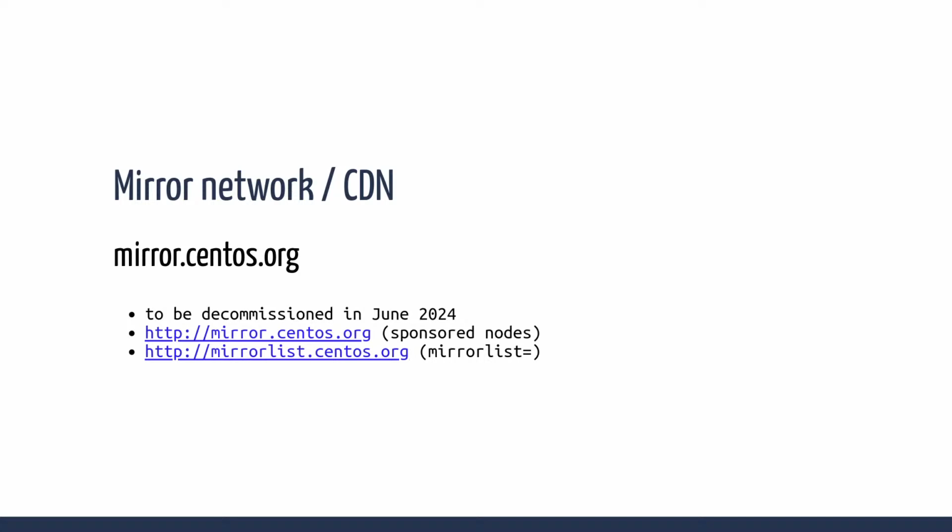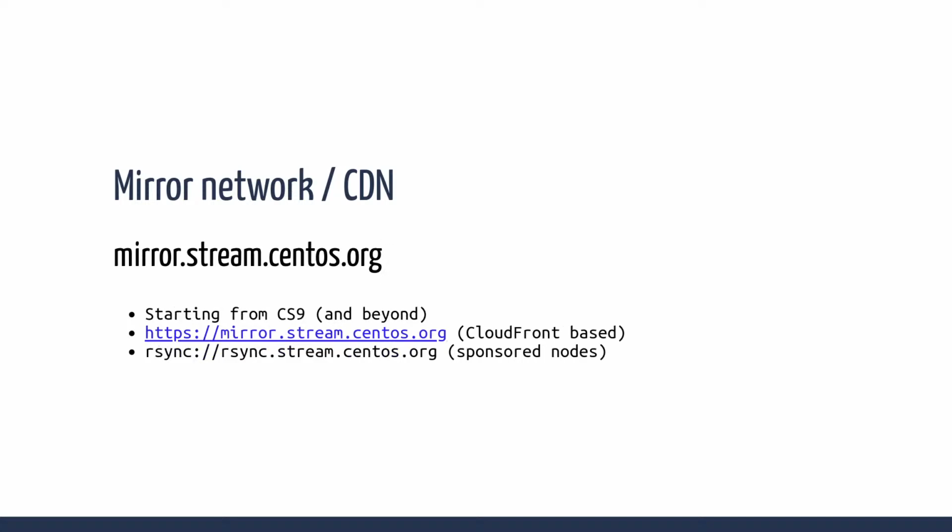But if mirror.centos.org is dead, long live mirror.stream.centos.org. So you clearly see that there was a new path starting from CentOS Stream 9. Everything with stream in the fully qualified domain name means CentOS Stream 9 and beyond. So it's easy to remember. mirror.stream.centos.org started from CentOS Stream 9.